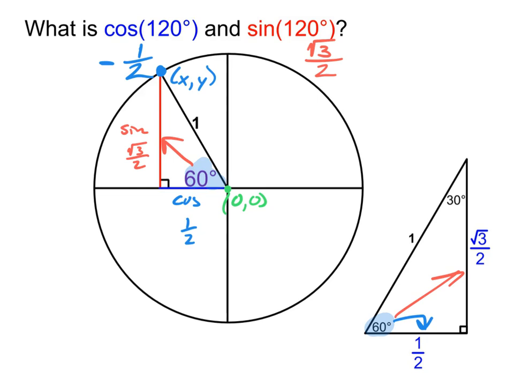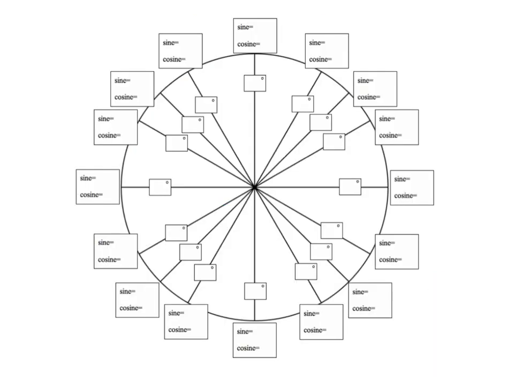What we know in order to be able to find these exact values is the special right triangles. And we only have two of those special right triangles in our pocket right now. We have the 30, 60, 90 right triangle, and we have the 45, 45, 90 right triangle. So those are the only ones that we're going to be focused on as we go forward.